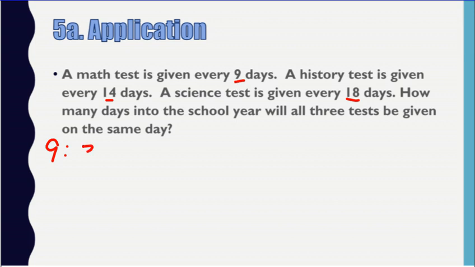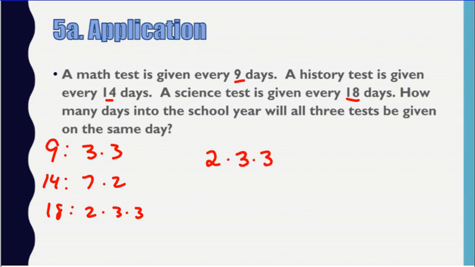So this is 3 times 3. 14 is 7 times 2. And 18 is 2 times 3 times 3. The most 2's being used is 1. The most 3's is used twice. The most 7's is 1. So I got 6 times 21. 6 times 21 give us 126. So on the 126th day of the school year, you'll have all three of those tests on the same day.